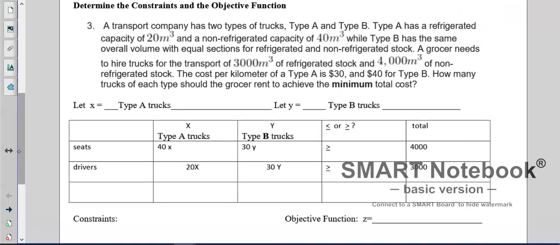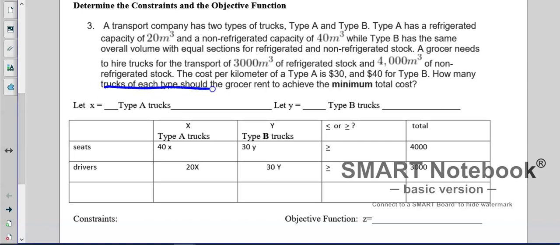All right, in this problem, we have a transport company. We have type A and type B trucks. It says type A has refrigerated capacity of 20 cubic meters and non-refrigerated of 40. While type B has the same overall volume with equal sections for refrigerated and non-refrigerated stock. A grocer needs to hire trucks for transport of 3,000 cubic meters of refrigerated and 4,000 of non-refrigerated. The cost per kilometer of type A is 30 and type B is 40. How many trucks of each type?